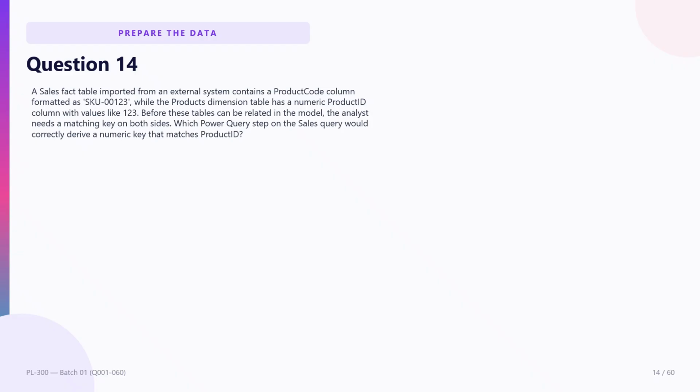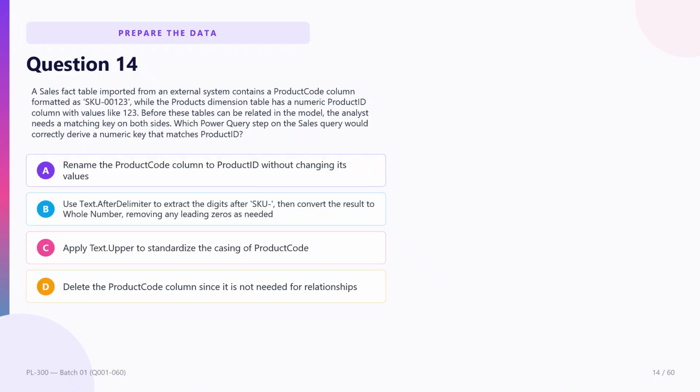Question 14. Prepare the data. A sales fact table imported from an external system contains a product code column formatted as SKU-00123, while the products dimension table has a numeric product ID column with values like 123. Before these tables can be related in the model, the analyst needs a matching key on both sides. Which Power Query step on the sales query would correctly derive a numeric key that matches product ID?